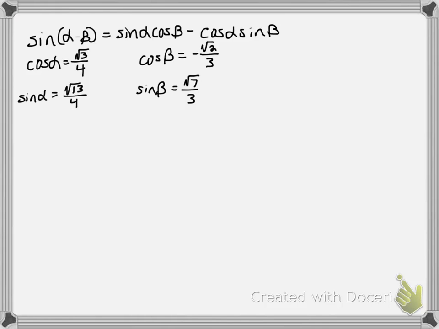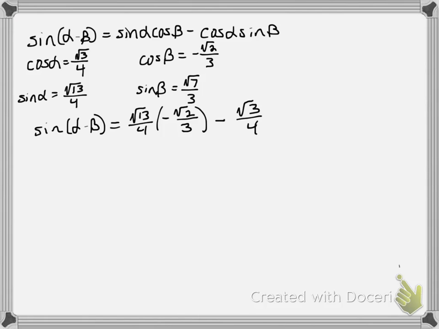So what we want to know is sine of alpha minus beta, which will equal sine of alpha, square root of 13 over 4, times the cosine of beta, which is negative square root of 2 over 3, minus cosine alpha, so square root of 3 over 4, times the sine of beta, square root of 7 over 3. Okay, I just plugged in the sine of alpha, cosine alpha, and sine beta into my identity for sine of alpha minus beta. Now I'm just going to simplify.